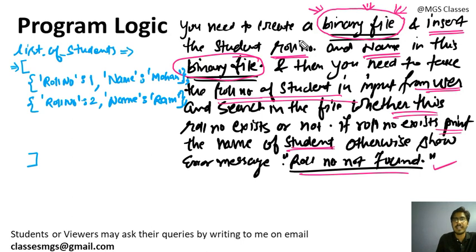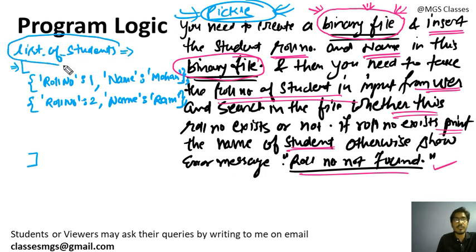Actually, for binary file reading and writing, I am going to use the pickle module. The pickle module is basically used to write Python objects into a file, and it is very easy to use the pickle module to read and write binary files. I will show you, and then we will discuss. So try to understand this logic first. I will directly write this list of students into a binary file, and then I will directly read this list of students from the binary file using the pickle module. I will tell you what the pickle module actually is.